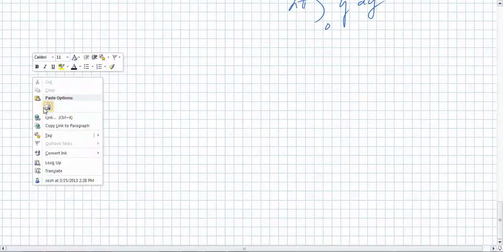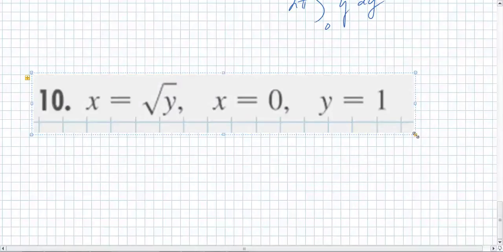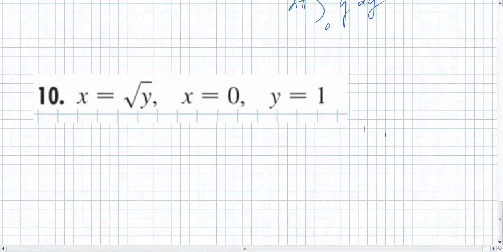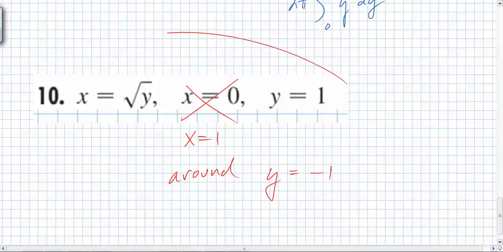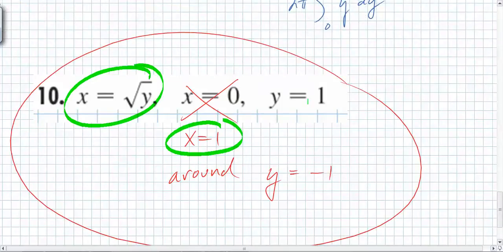So I'm going to change this. This is the last one you just did. I'm going to change it just a little bit. Let's say, instead of x equals 0, I'm going to make it x equals 1. And you're bounded, and you're rotating around y equals -1. So you're bounded by this, this, and this. Those are your bounds, and you're rotating it around y equals -1.